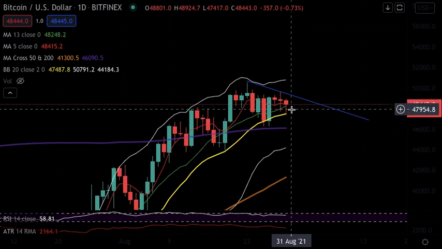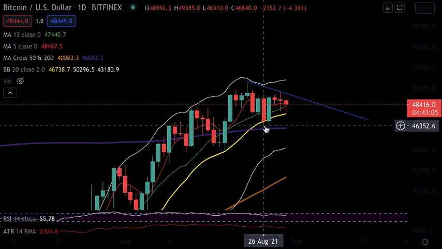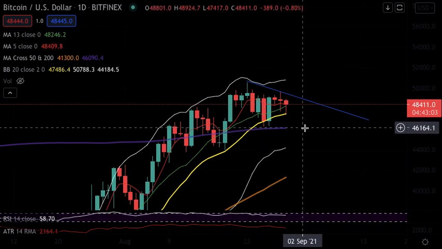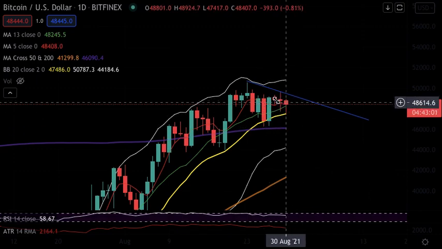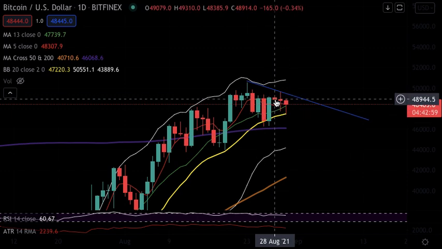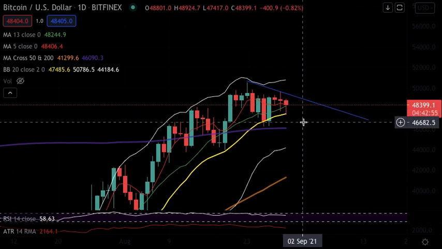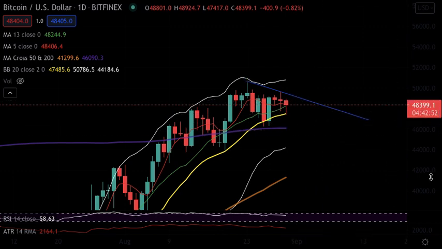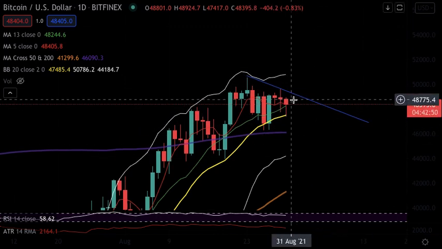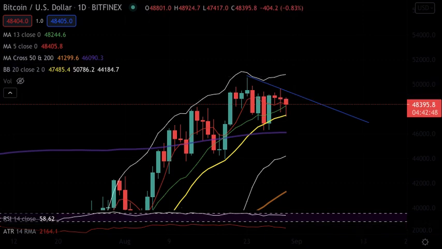It's bouncing off of support levels right here. Strong with the 200-day moving averages. It's steadily holding above and basing above. That's a good sign. And it's still basing above the 20-day moving average. It bounced off of it today, and it's holding above, which is a very good sign. The 5-day moving average is at 48.4.